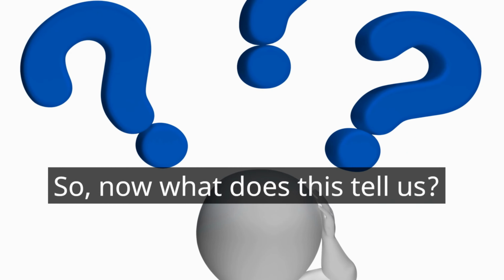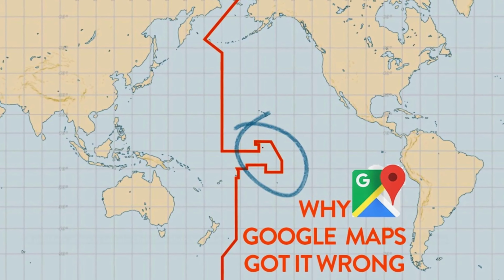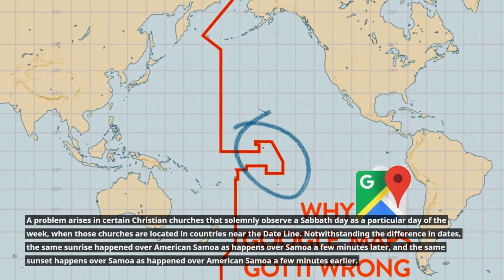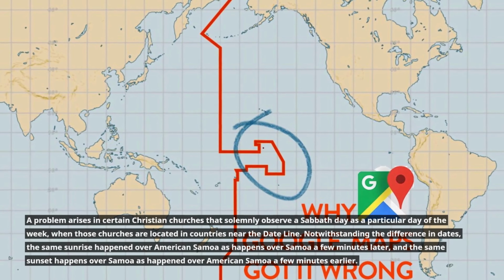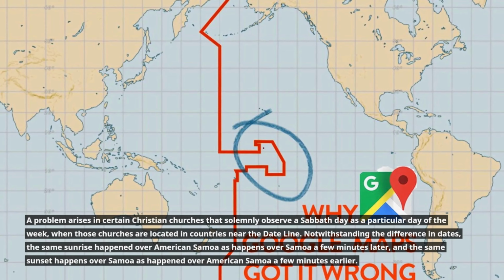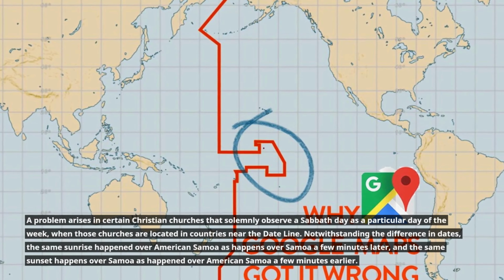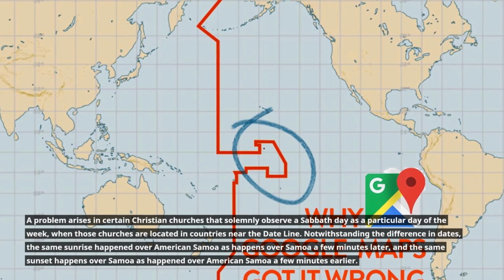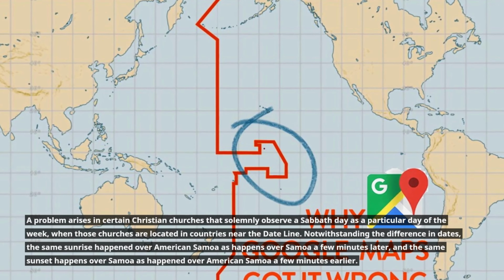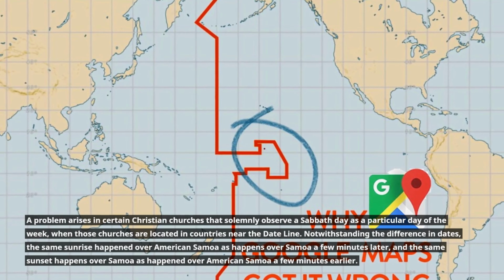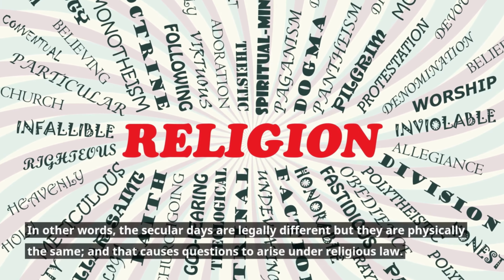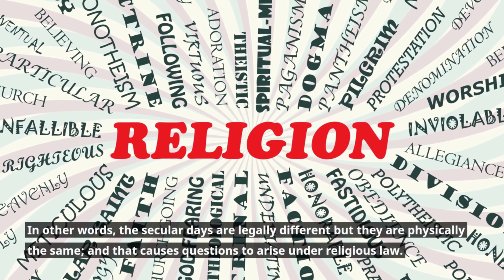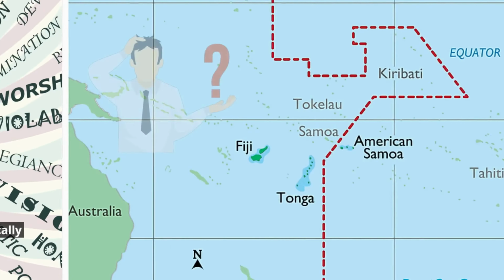So, now what does this tell us? A problem arises in certain Christian churches that solemnly observe a Sabbath day as a particular day of the week, when those churches are located in countries near the dateline. Notwithstanding the difference in dates, the same sunrise happened over American Samoa as happens over Samoa a few minutes later, and the same sunset happens over Samoa as happened over American Samoa a few minutes earlier. In other words, the secular days are legally different but they are physically the same. And that causes questions to arise under religious law.